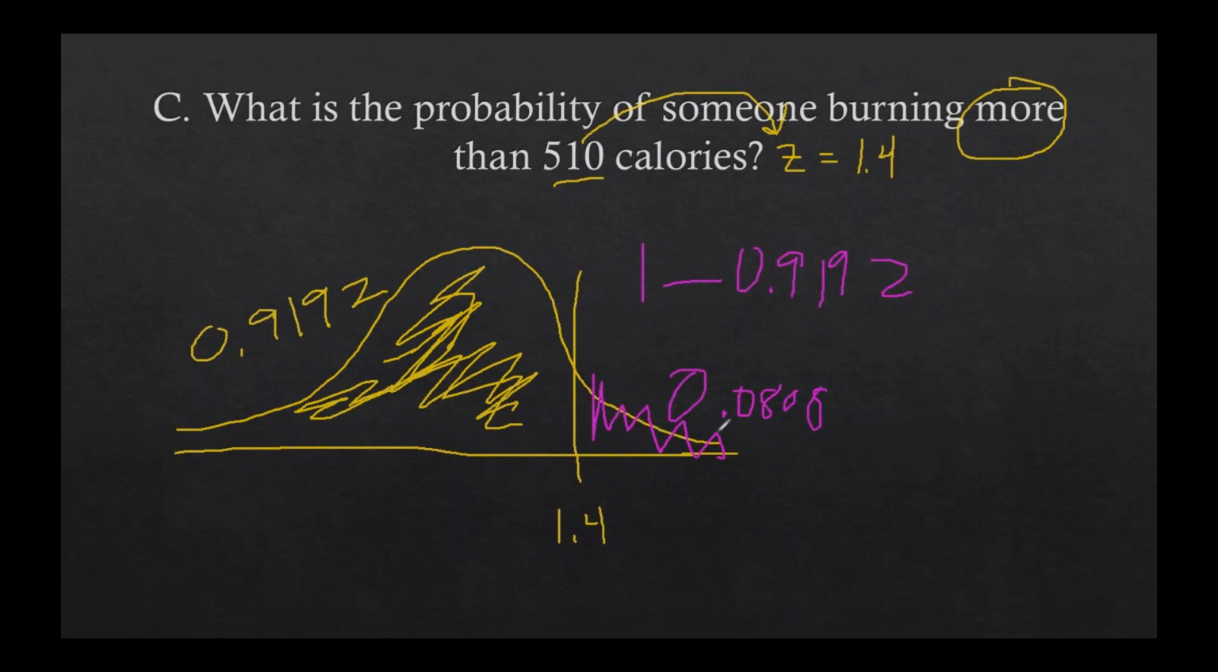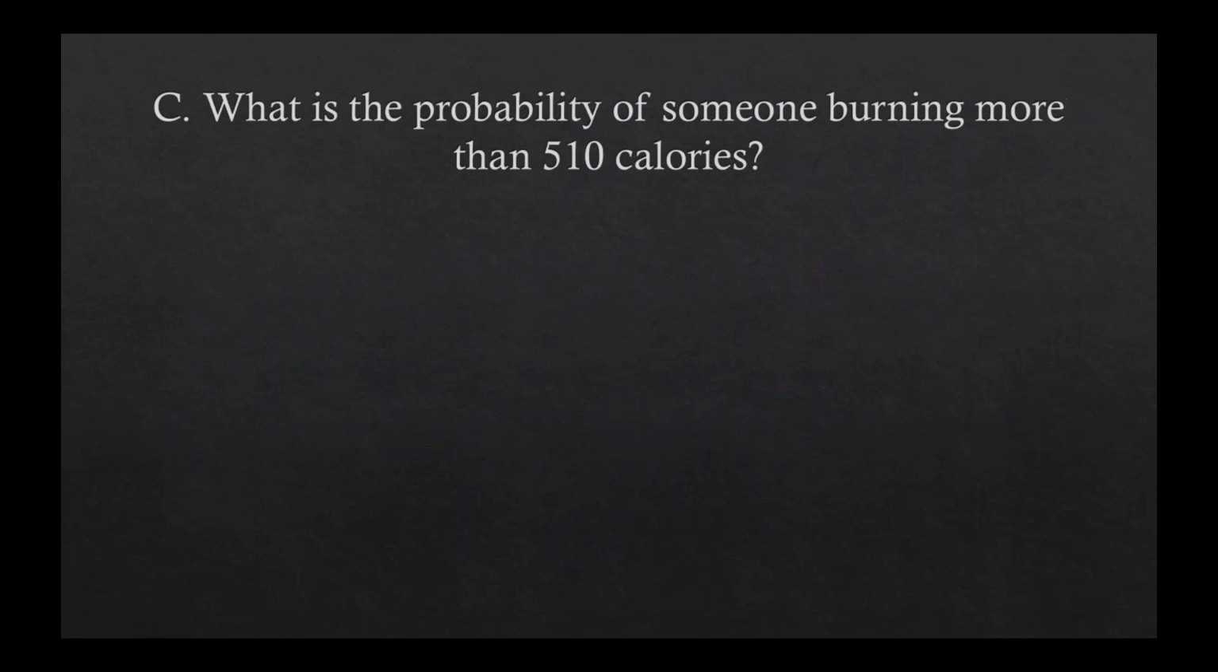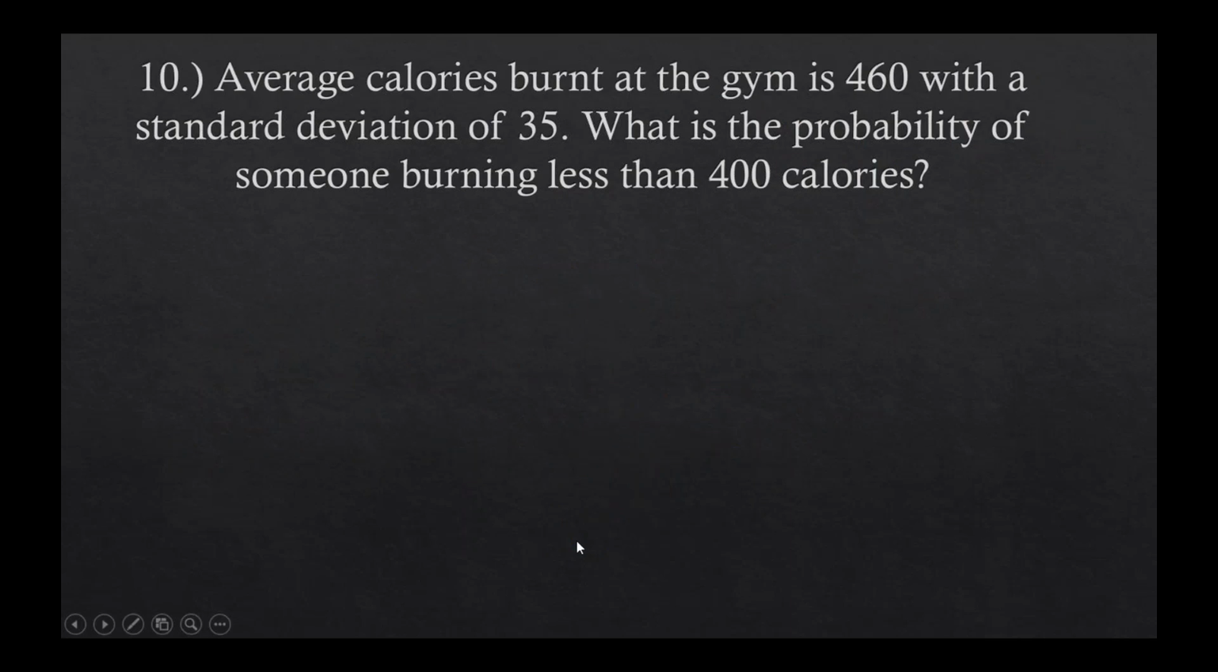That's just basic. So now I'm going to have you guys do one, start to finish, this next problem. Average calories burned at the gym is 460 with a standard deviation of 35. What's the probability of somebody burning less than 400? I'll give you a few minutes and then we'll chat about it.